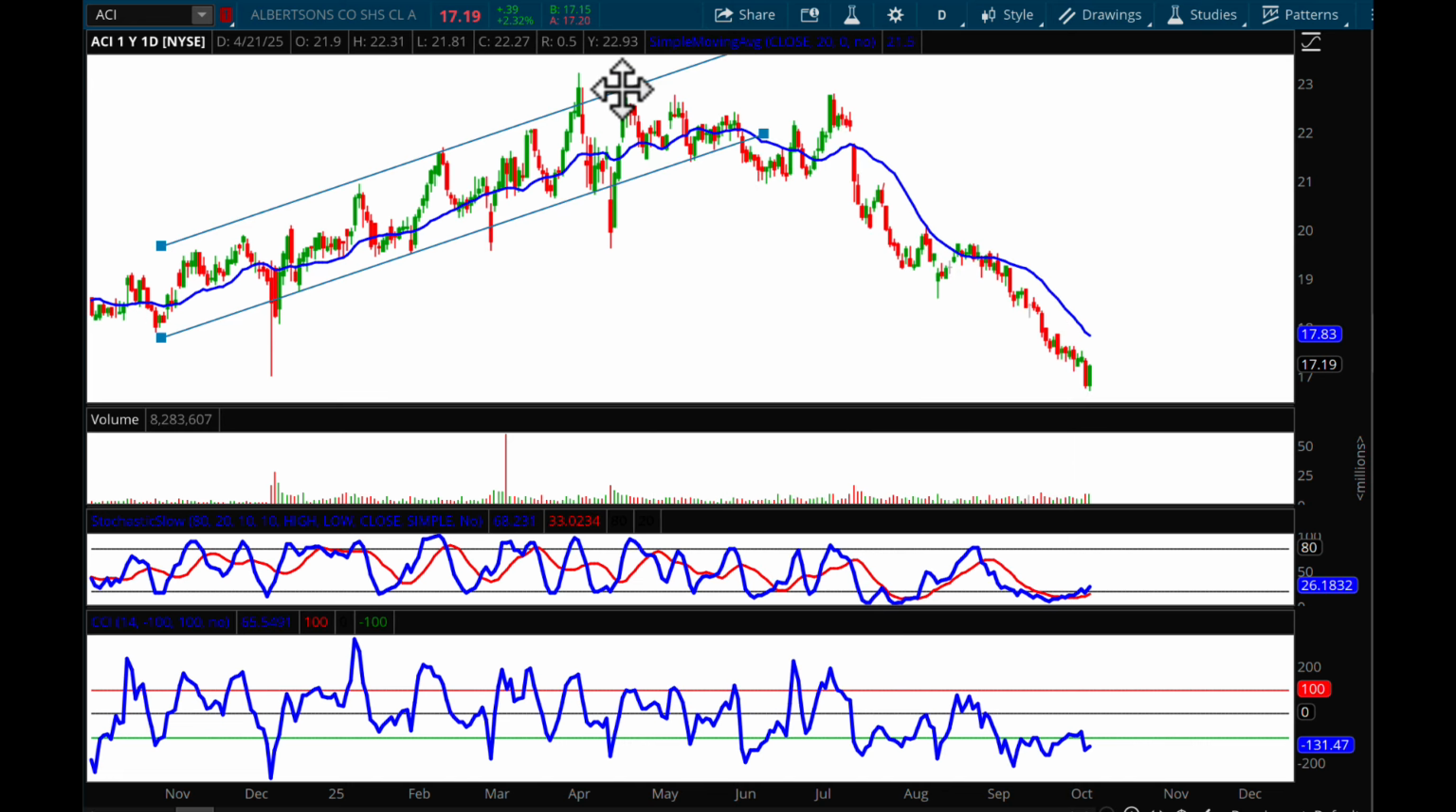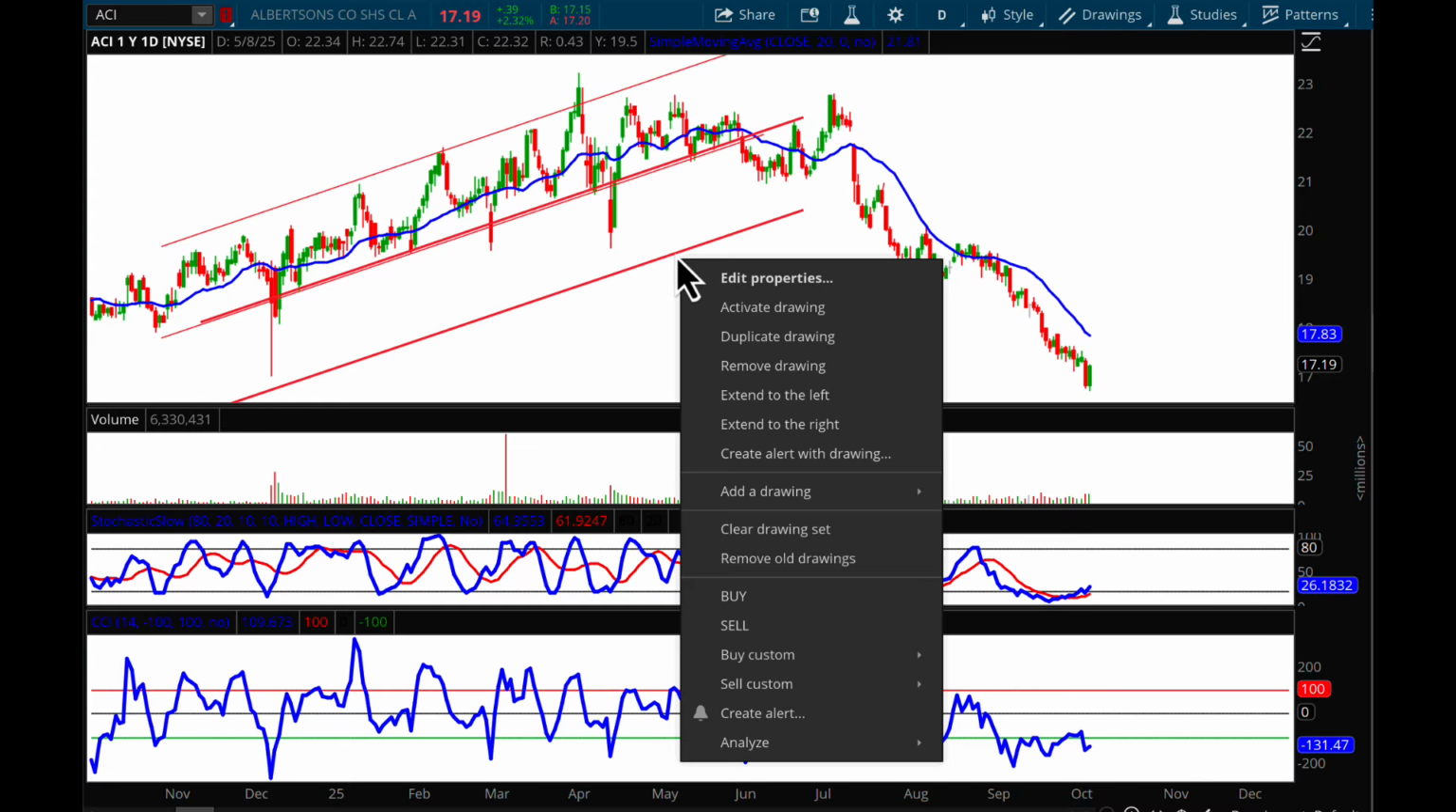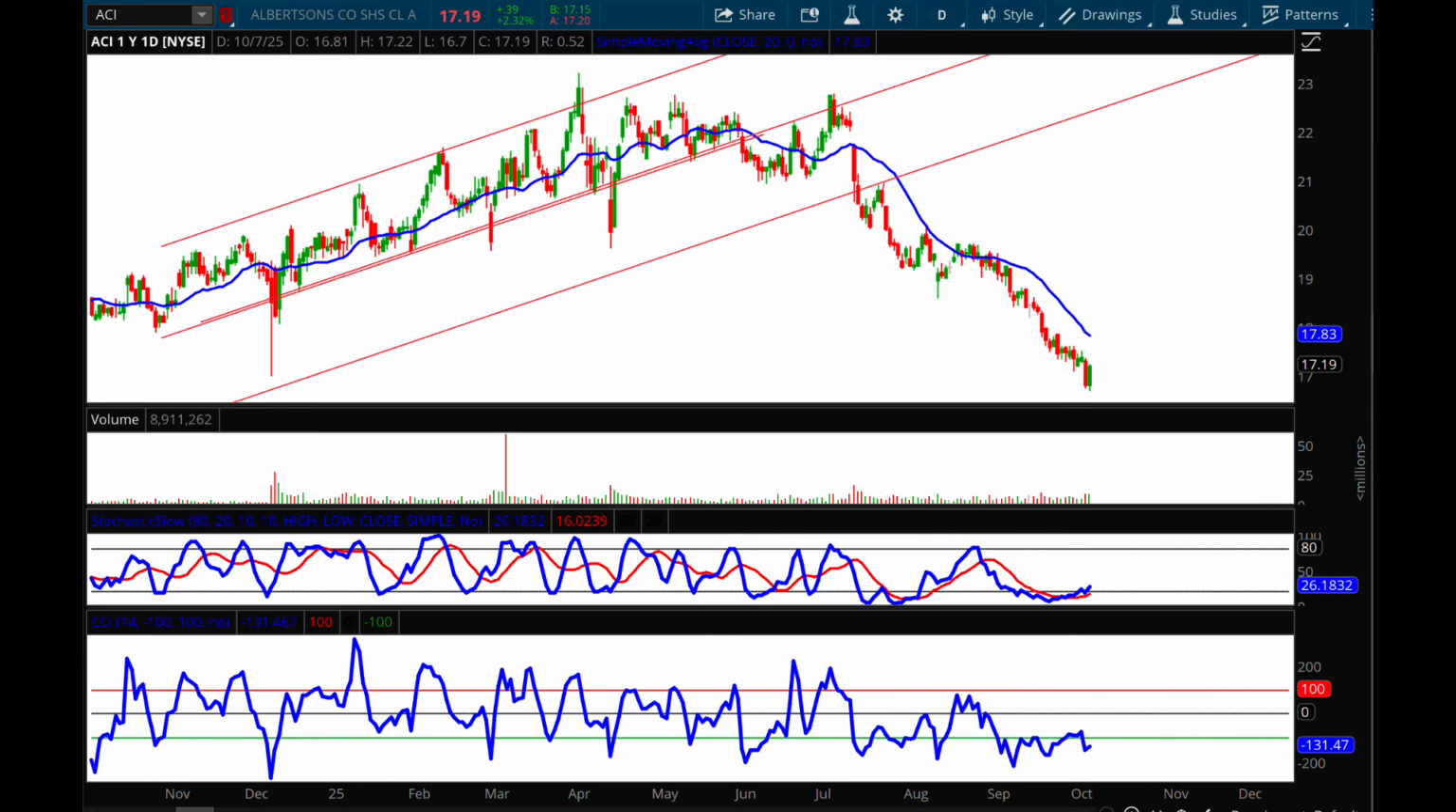When the channel is broken, and in this case it's broken to the downside, you take the width of the channel and you now use that to establish your target price. You follow? So when the channel is broken, the stock will most likely drop to a level that equals the width of the channel. So here I have extended those out to the right, and you can see once it broke out here, right in that area right there, I'll magnify that.